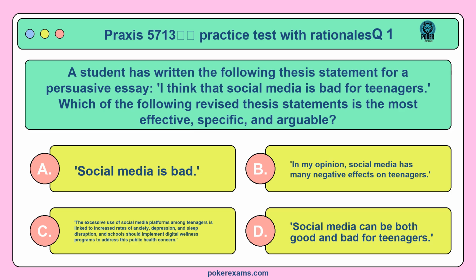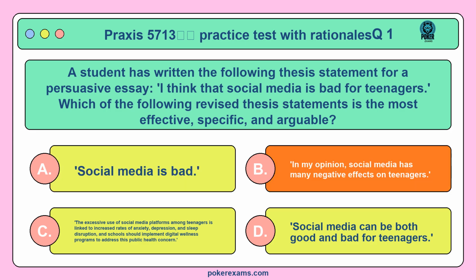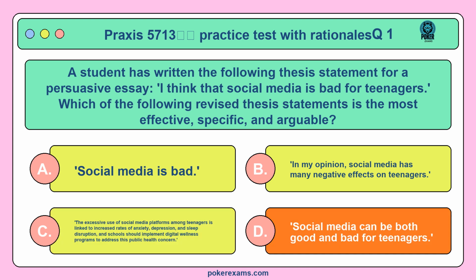Option A. Social media is bad. B. In my opinion, social media has many negative effects on teenagers. C. The excessive use of social media platforms among teenagers is linked to increased rates of anxiety, depression, and sleep disruption, and schools should implement digital wellness programs to address this public health concern. Or D. Social media can be both good and bad for teenagers.